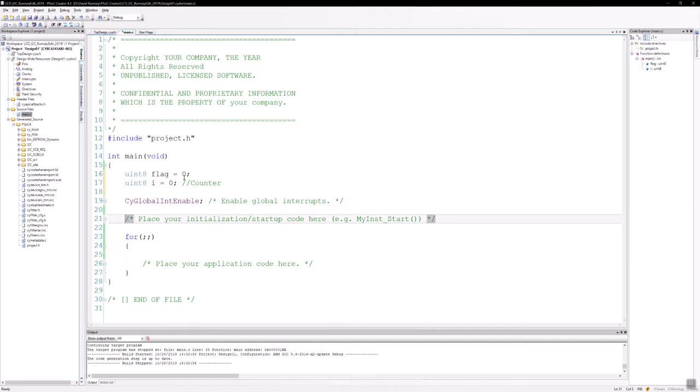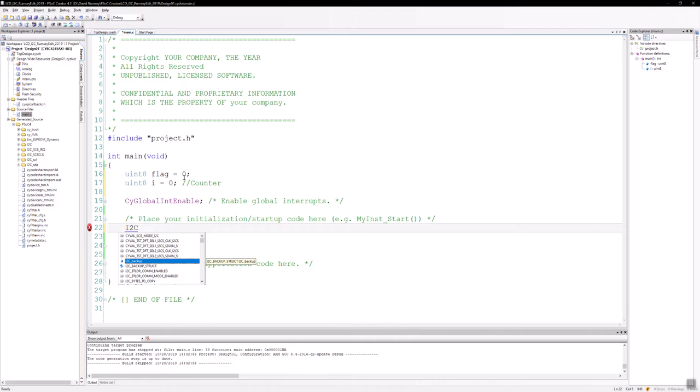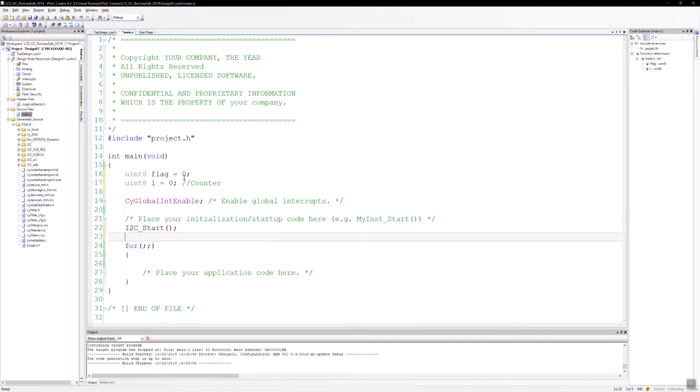Because I'm going to actually have my for loop not go an infinite number of times. Now I'm going to first go ahead and start up my I2C bus, which I remember in a previous video I had forgotten to do. So I'm going to start my I2C bus.